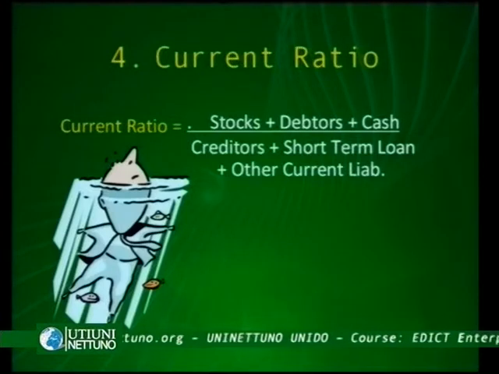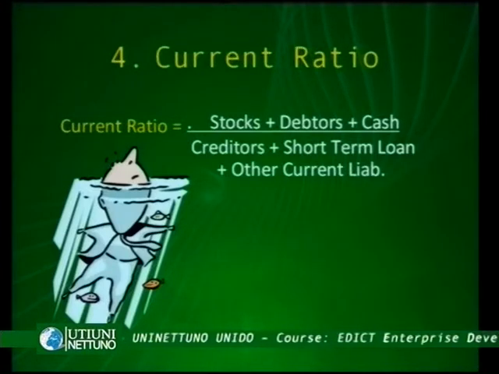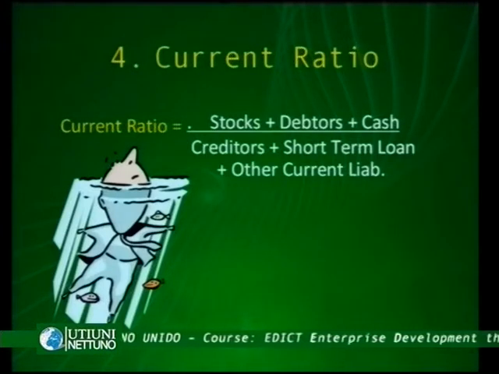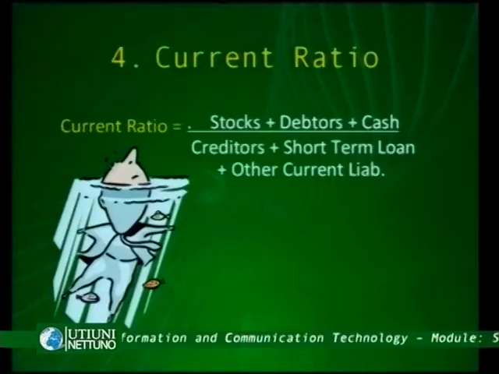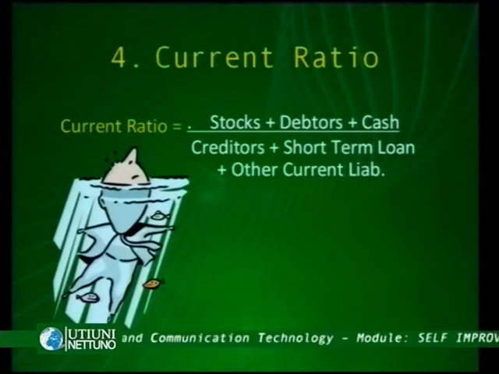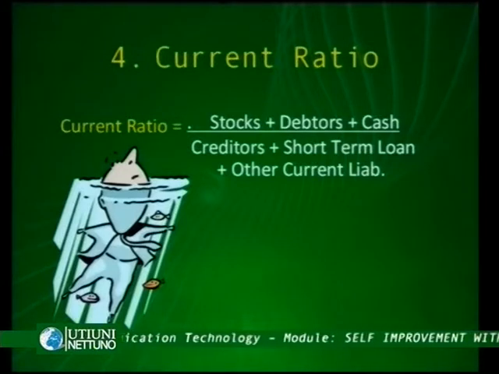So with all of these things, it's about managing it, and this is one of the ratios you use for managing your cash. There is a more stringent one, which I haven't included here, called the asset test. It takes stocks out of the current assets, so you're just looking at debtors and cash divided by all of the others there in terms of creditors, short-term loans, and other current liabilities.